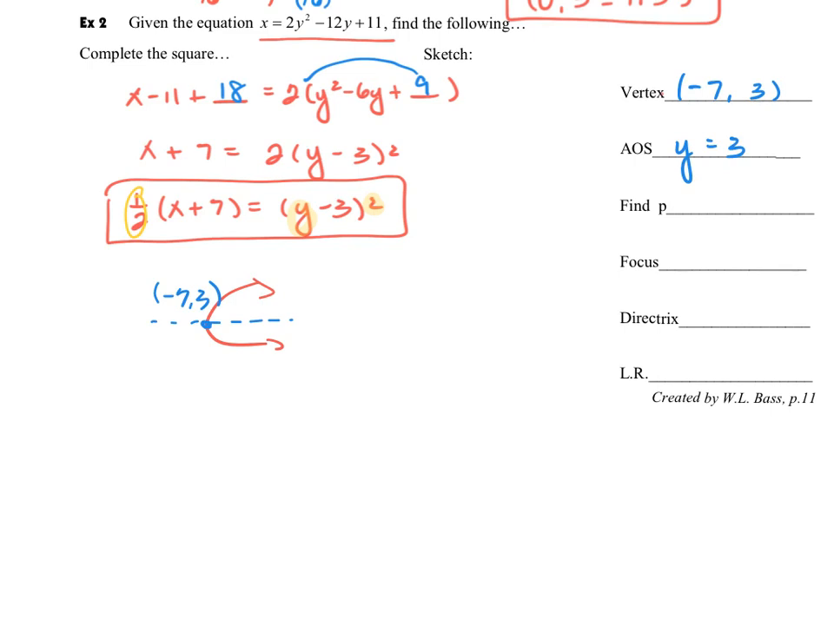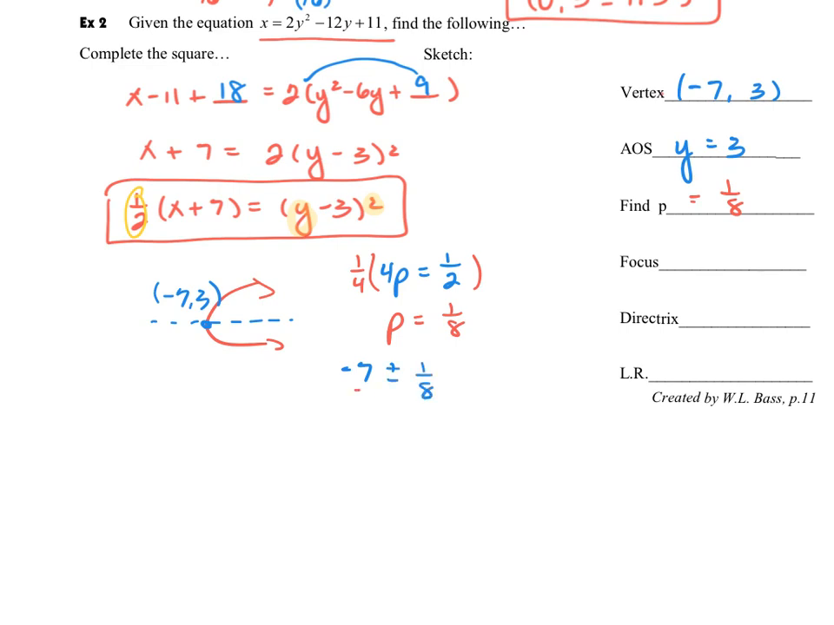For my p-value, I'm going to remember 4p is going to be set equal to the 1/2, the coefficient. That means that I'm going to multiply both sides by, or I'm going to divide both sides by a 4, thinking what I'm really doing is multiplying both sides by a 1/4. So my p-value is 1/8. Okay. Now that means that what I'm going to do is I'm going to add and subtract that 1/8 from that x value. So I'm going to have a negative 7 plus or minus 1/8.